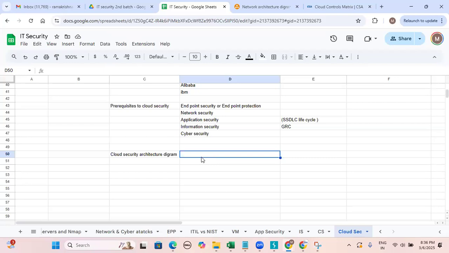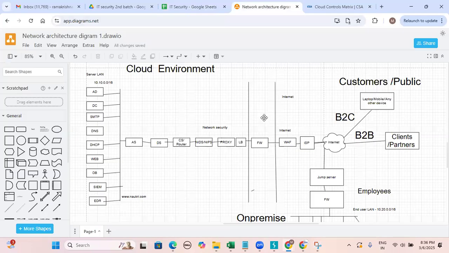Everybody is aware of the on-premise or data center network architecture diagram, the logical flow diagram or pictorial representation of the network architecture: how we can deploy, what we can deploy, which devices we can deploy in the trust, untrust and also DMZ zone. So this is almost the same. Up to the internet, you can consider it almost equivalent to our on-premise.